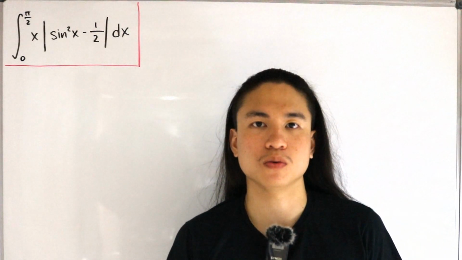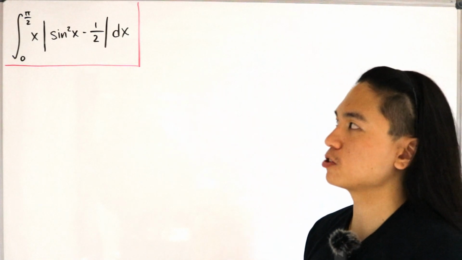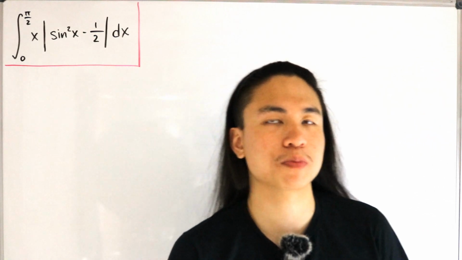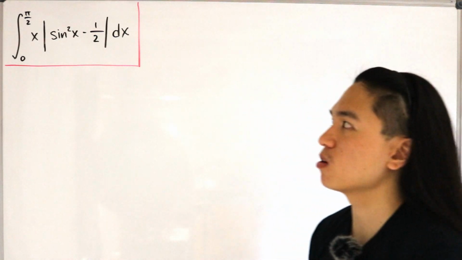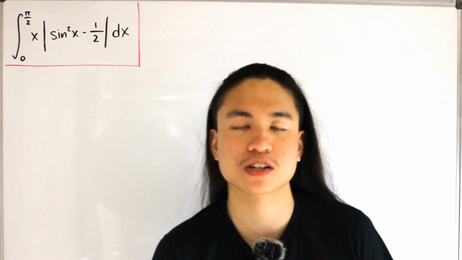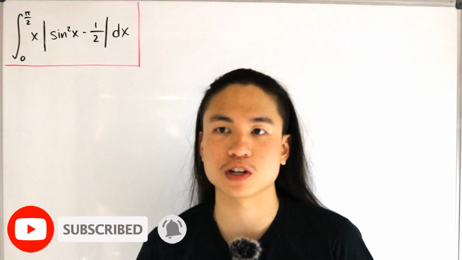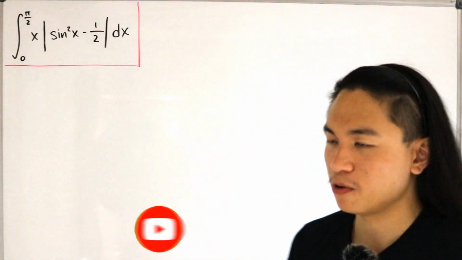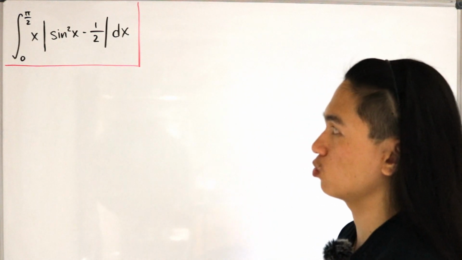Okay, so we'll go back to another video. Here we have a definite integral of a trigonometric integrand: from 0 to pi over 2 of x times the absolute value of sine square of x minus 1/2 dx. With this combination, especially with the absolute value function added into our integrand, we have to be a little bit careful on how we're actually approaching this.